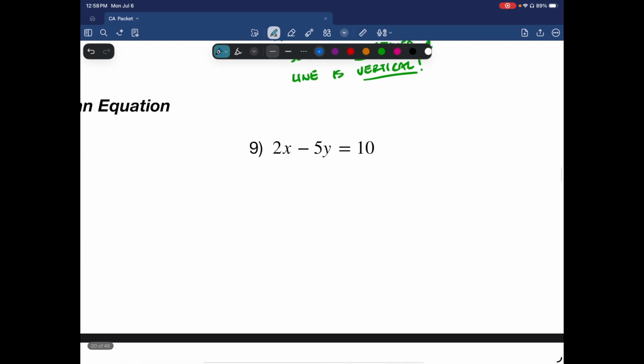On number 9, I'm solving for y again. You got negative 5y equals negative 2x plus 10. Divide by negative 5, y equals positive 2/5 x. And then 10 divided by 5 is 2, and it's a positive divided by a negative, so it's minus 2. And therefore my slope is positive 2/5.